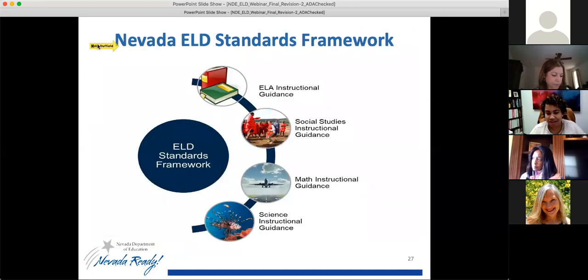And so this is what I like to call the meat and potatoes, right? We're going to dive into the document and we're really going to dissect it to figure out how to best use it in our classrooms and with our planning. Okay, so the Nevada ELD Standards Framework is broken down into content areas, as you can see right here on this slide. But today we're focusing on the ELA instructional guidance for grades 4 and 5. Next slide.